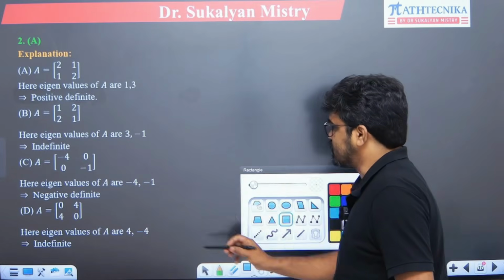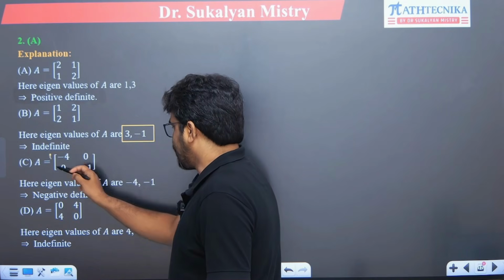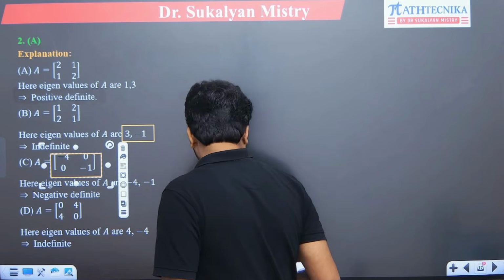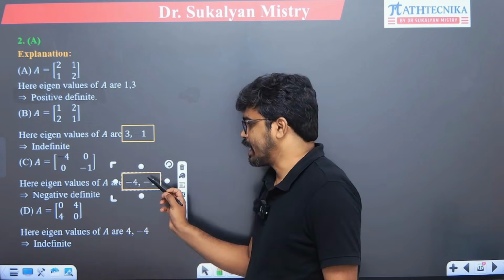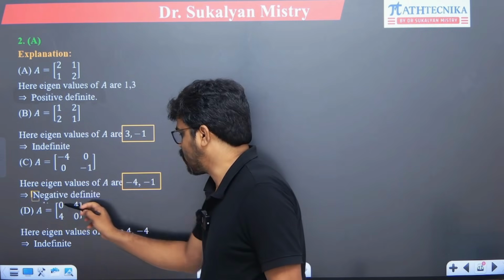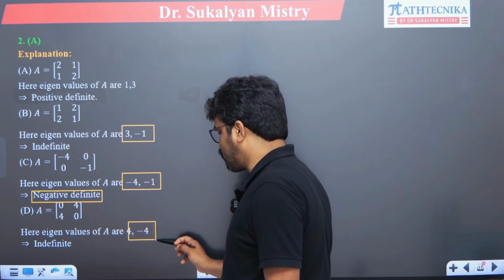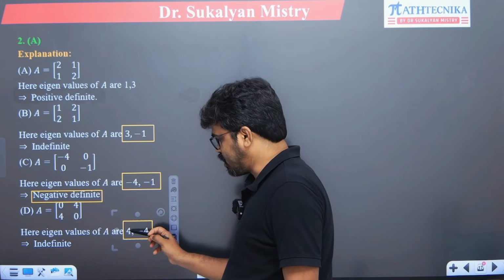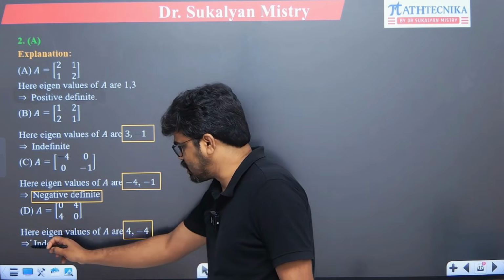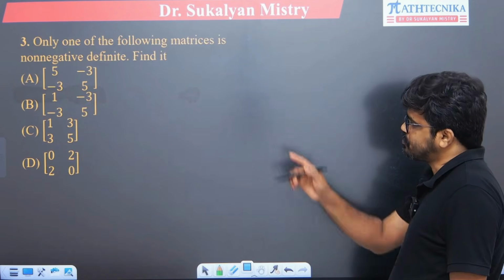Okay, for example, see this. The eigenvalues are 3 and minus 1, that is indefinite. What are the eigenvalues of this? If we calculate, the eigenvalues are minus 4 and minus 1. All eigenvalues are negative, that is negative definite. Okay, 0 4 4 0. If we calculate this, the eigenvalues are 4 and minus 4. Positive as well as negative eigenvalues, that is indefinite. Clear? Okay, so next problem.